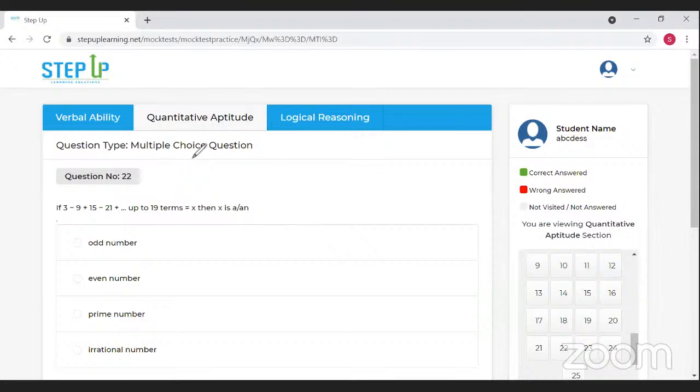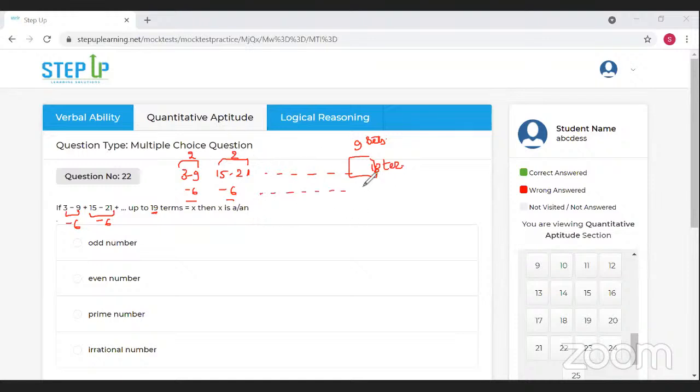So if you take 3 minus 9, it is minus 6. 15 minus 21 is minus 6. Again 3 minus 9 is minus 6, and 15 minus 21 is again minus 6. So how many terms? 2 terms give you 1 set, another 2 terms give you 1 set. Up to 18 terms, we will get 9 sets. 18 divided by 2 gives 9 sets. So minus 6 for 9 sets, you will get minus 54.